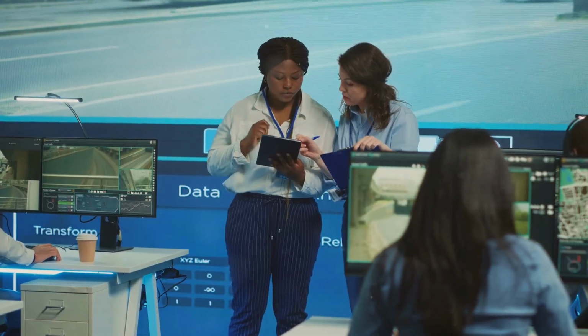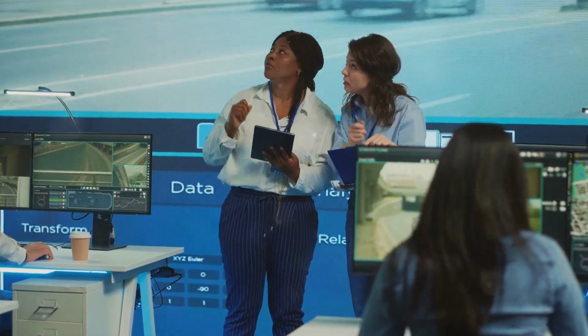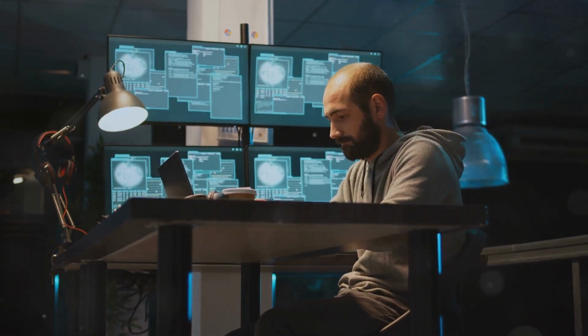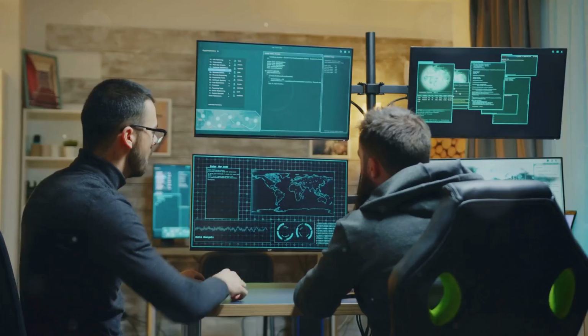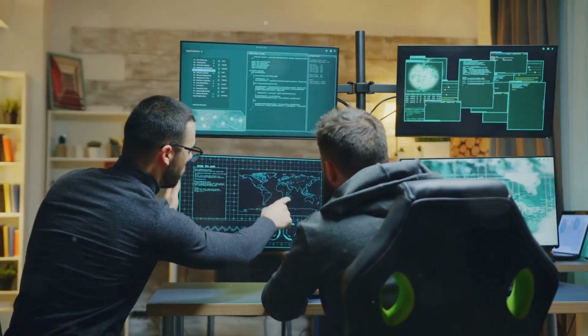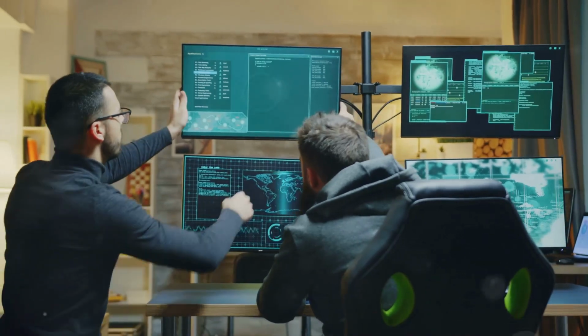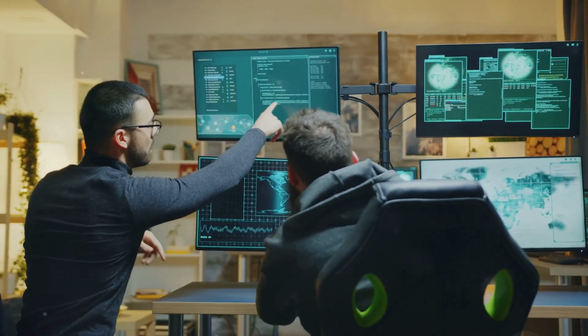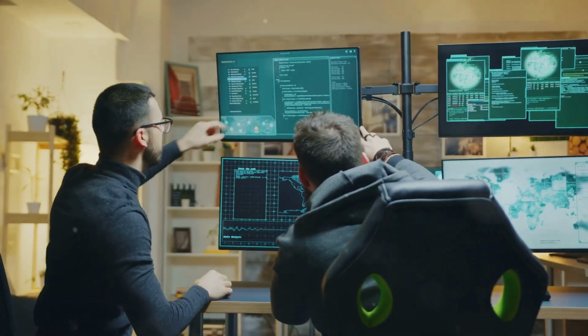But our journey through the world of SOC analysis doesn't end here. In our next video, we'll delve into another fascinating and crucial aspect of cybersecurity. We'll explore the world of security information and event management, SIEM systems, understanding how these powerful tools collect, analyze, and correlate security data from across an organization's entire IT infrastructure.